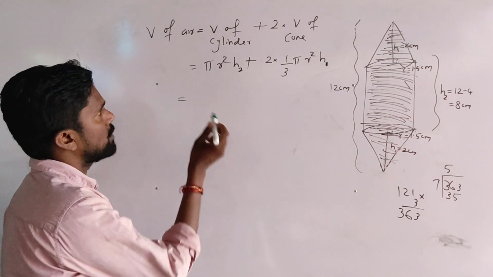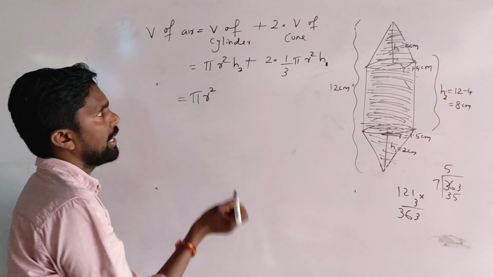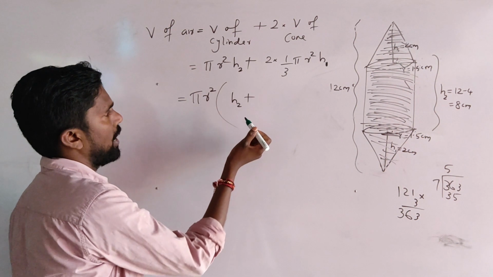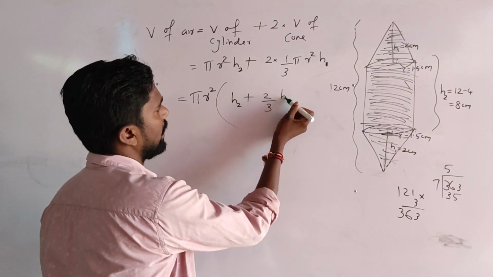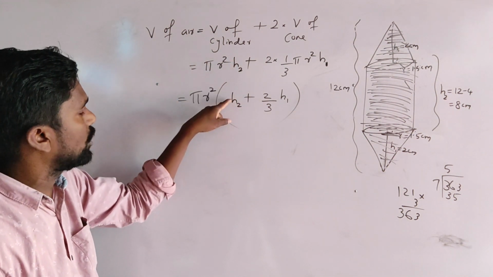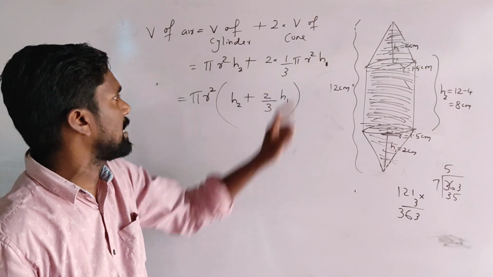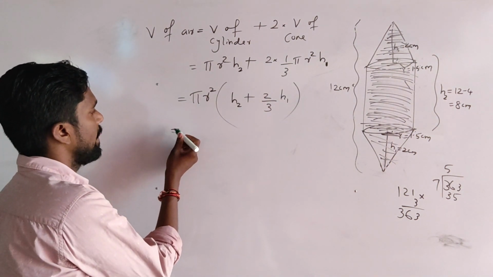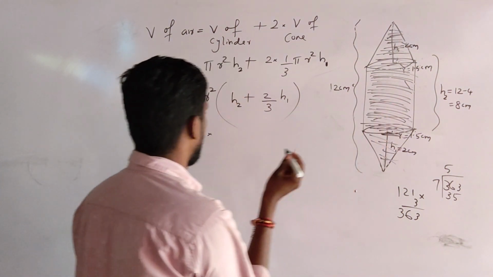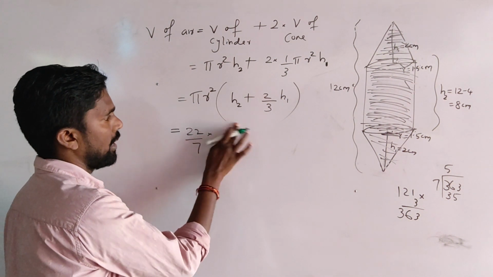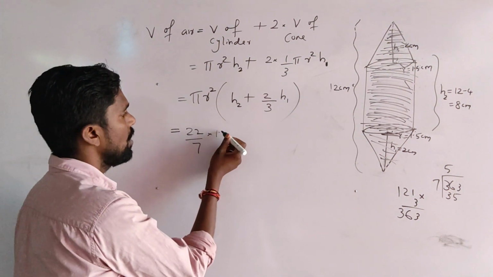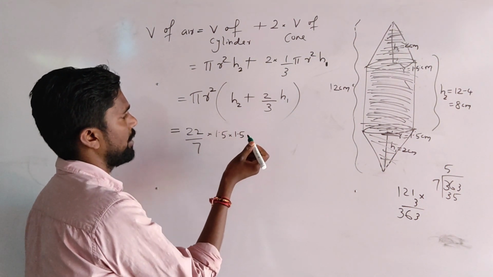So what you can do is take pi r square outside. Pi r square I took outside. Balance is h2 plus 2 by 3 h1. That is equal to 22 by 7, radius is 1.5, so 1.5 into 1.5.